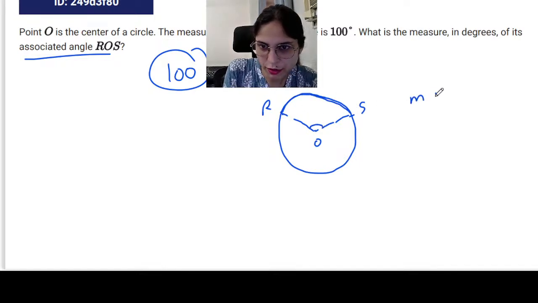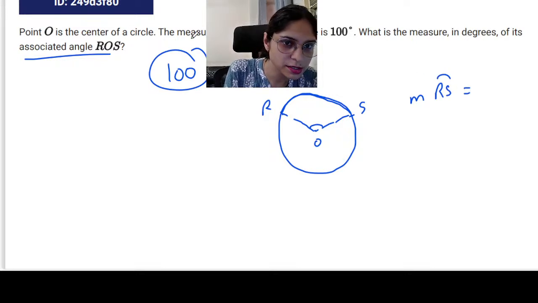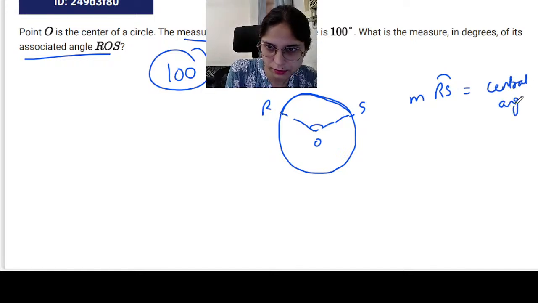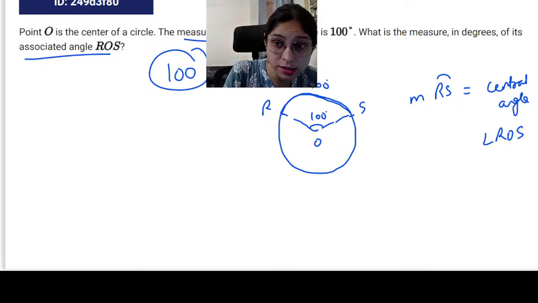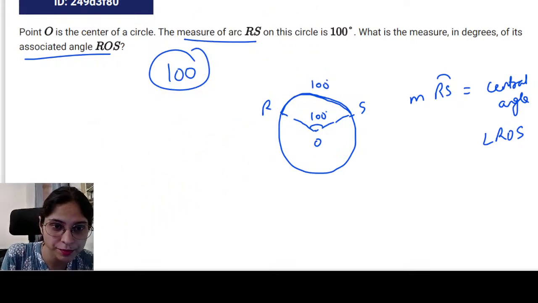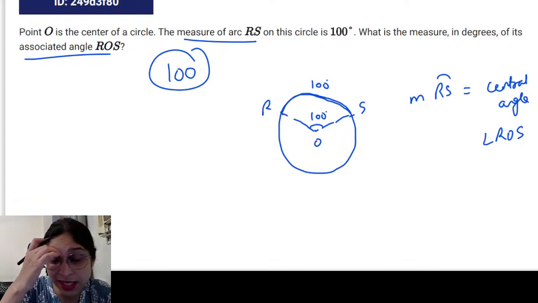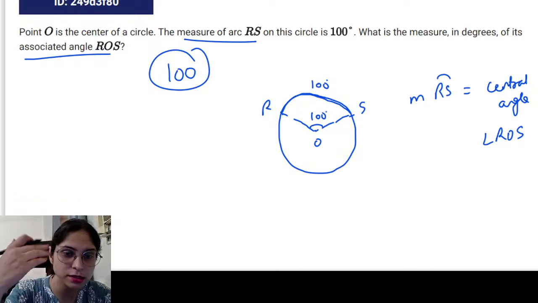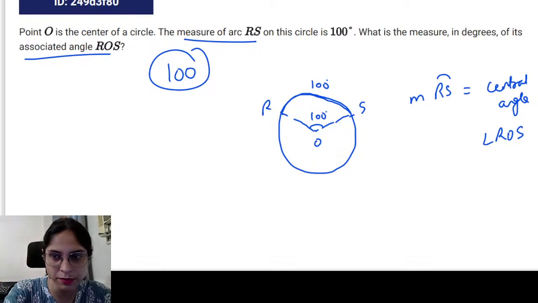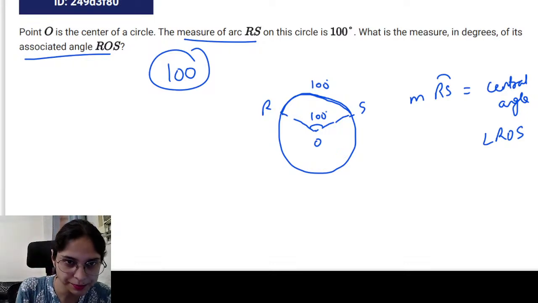So remember, measure of any arc, it's not arc length, it's measure of the arc. This is the difference. Measure of any arc is equal to its central angle. And in this case, the central angle is angle ROS. So if measure of arc is 100 degrees, this is also going to be 100 degrees. Measure of the arc is the same as the central angle. Length of the arc is central angle divided by 360 times circumference. Alright.